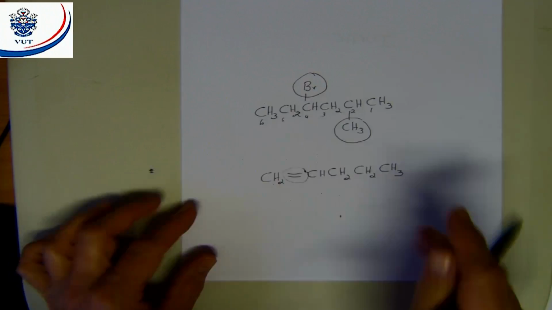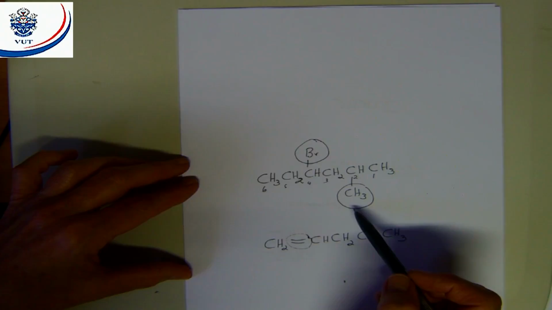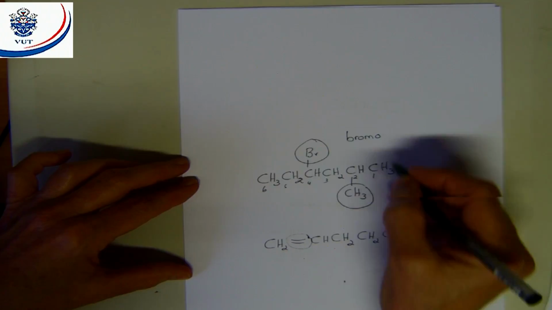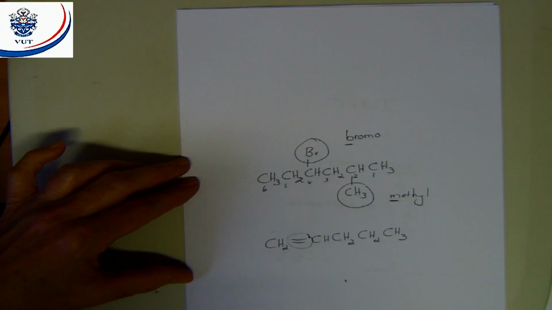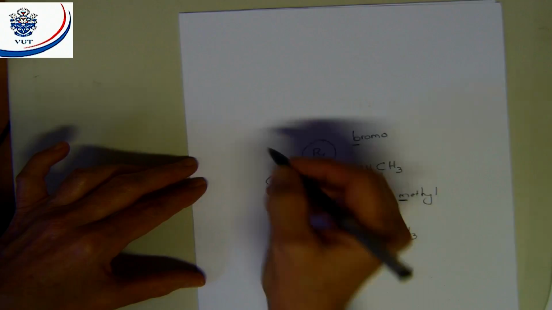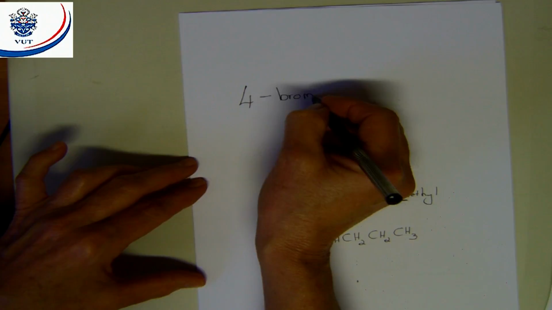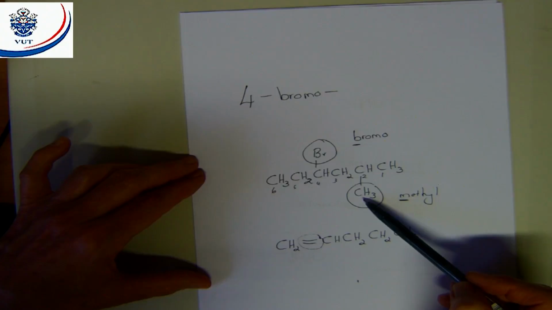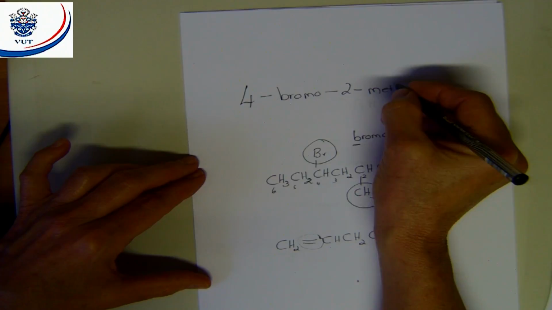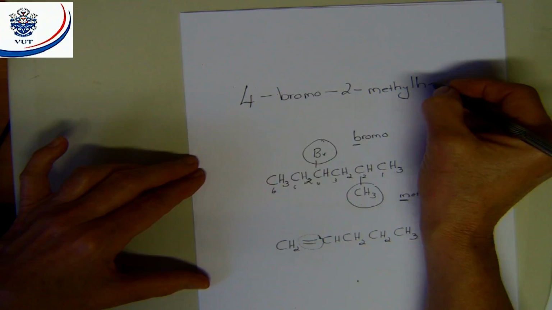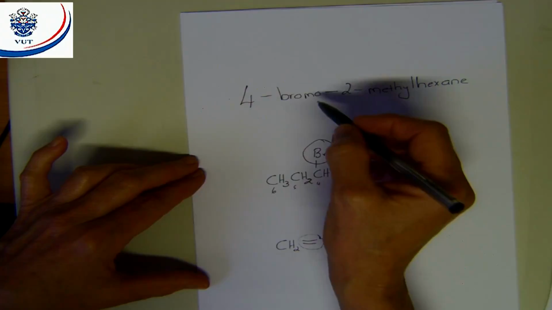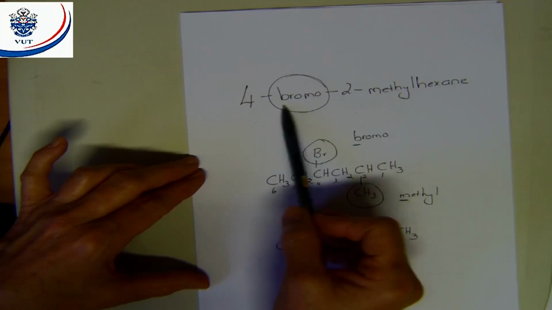If we then write the name, first state your substituents. We have a bromo and we have a methyl. When you write the name, the substituents will be indicated alphabetically. So we are going to start with a bromo and indicate it's there on number 4. So 4-bromo, use hyphens to separate. On number 2, we have our methyl. That's your substituents. And then 1, 2, 3, 4, 5, 6. So we have the parent chain, hexane. So the only thing that happened when we have that halogen, it's going to be one of our substituents together with other alkyl groups like methyl, ethyl, propyl, etc.